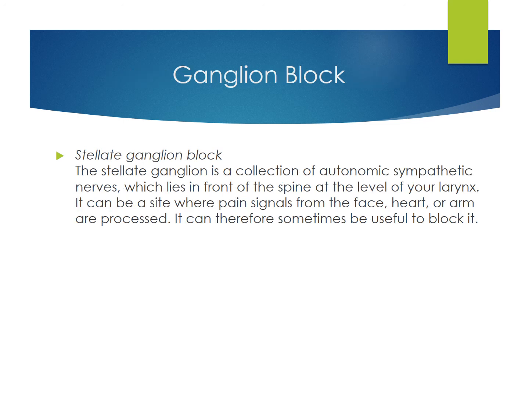A ganglion block. A stellate ganglion block. The stellate ganglion is a collection of autonomic sympathetic nerves which lies in front of the spine at the level of your larynx. It can be a site where pain signals from the face, heart, or arm are processed. It can therefore sometimes be useful to block it.